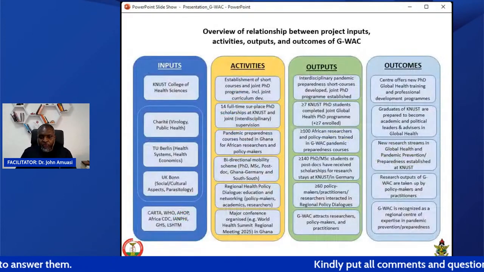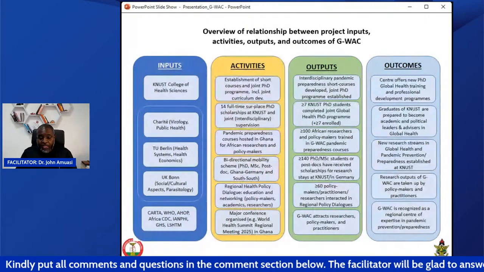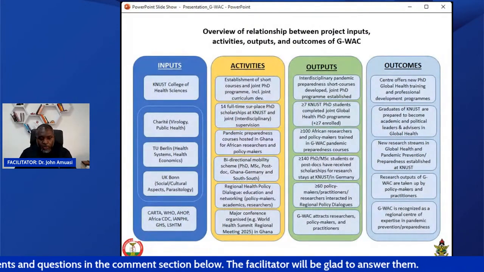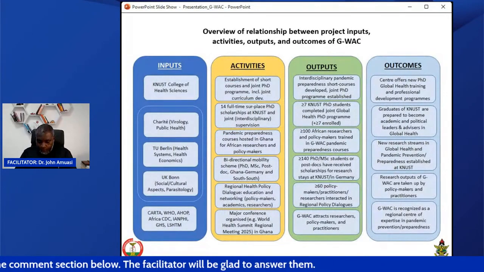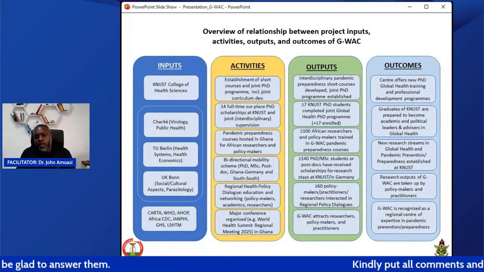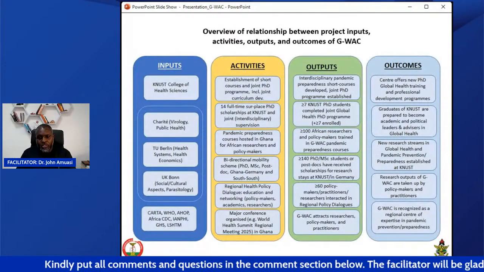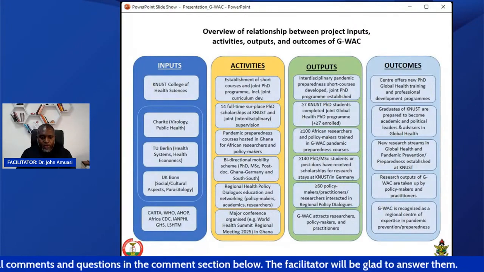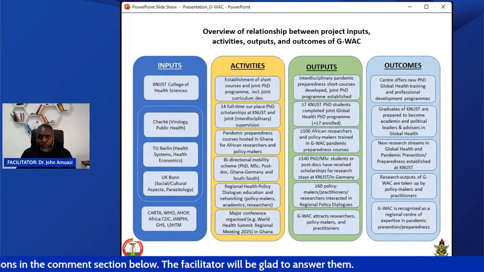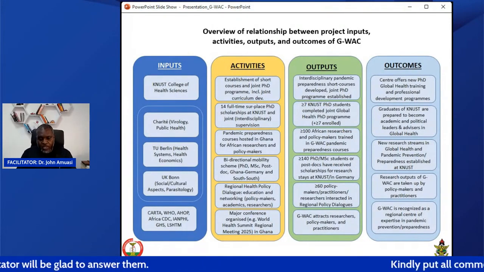So as G-WAC, we have put together a set of activities, and Linda already spoke to many of these in terms of the inputs, the activities that we have outlined, including the PhDs and the research stays and all the exchanges that are taking place within G-WAC. The ultimate objective is that we would have professionals who are truly well-rounded in their understanding of global health and of One Health, and therefore can play a significant role in addressing pandemic risk.